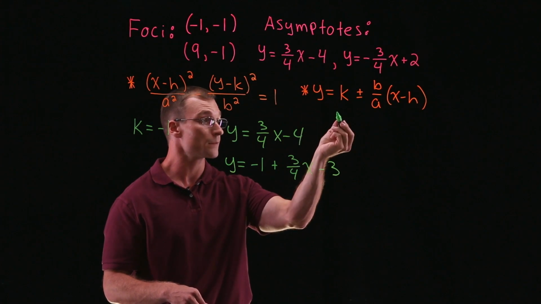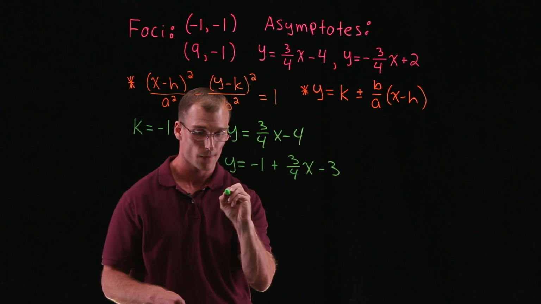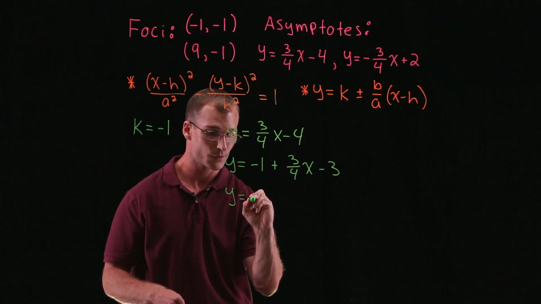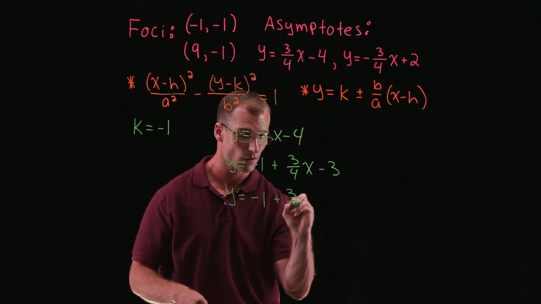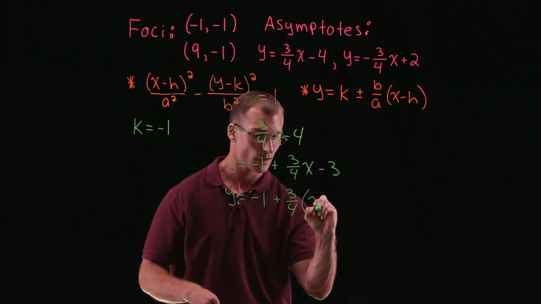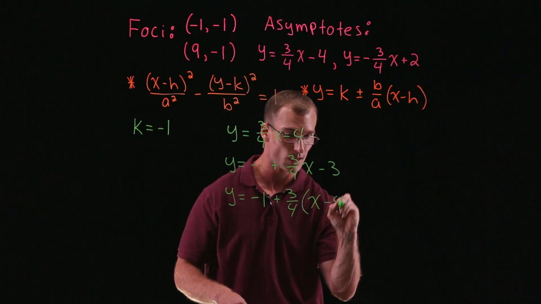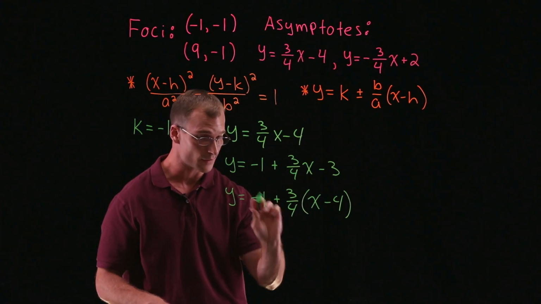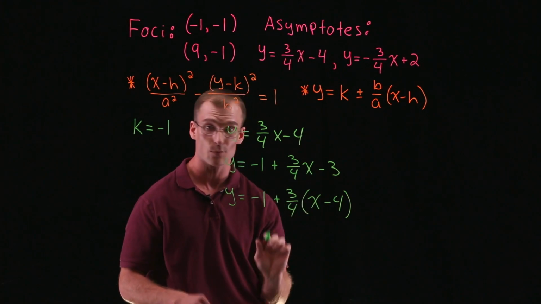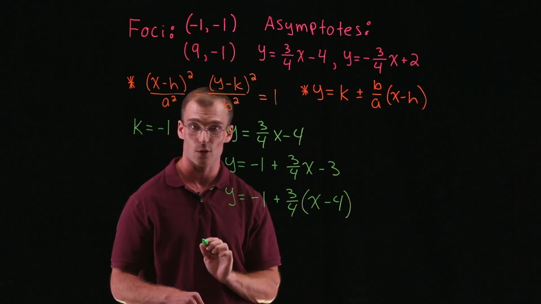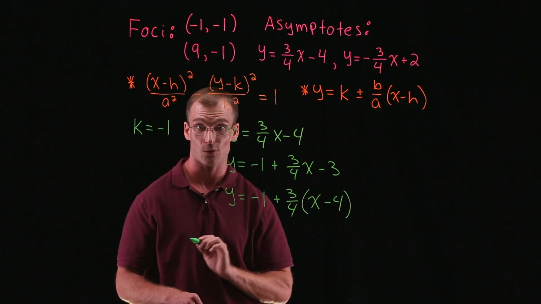Again, to write it in standard form, we want to factor out this 3/4 so we can get x by itself. So we'll have y is equal to -1 plus 3/4 times (x minus 4), since 3/4 factored out of 3 will give us 4. Taking a look at this, it looks like it has the form k plus or minus b over a times (x minus h), but just to be sure, we're going to do the same thing with the other equation. If we did it right, we should get all the same values. The only difference is there'll be a minus instead of a plus right here.